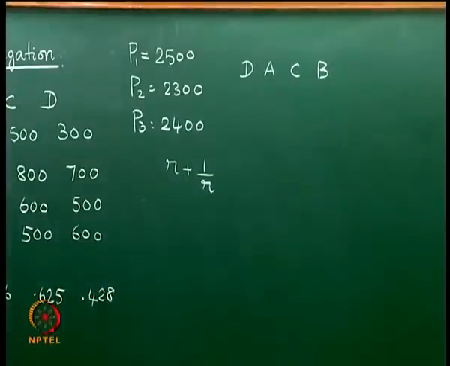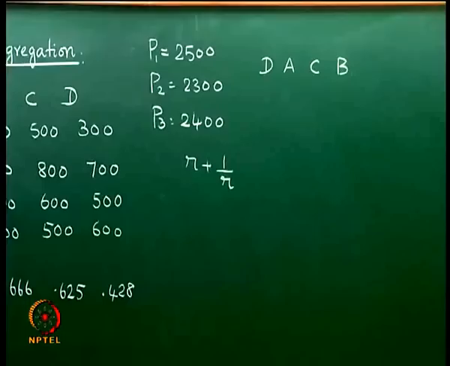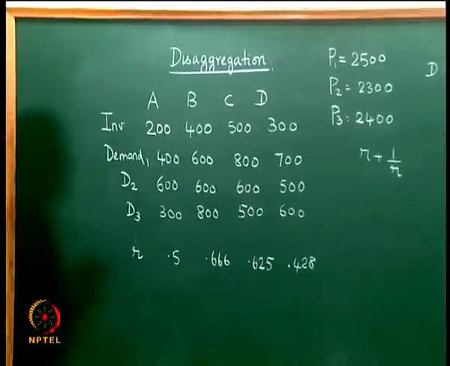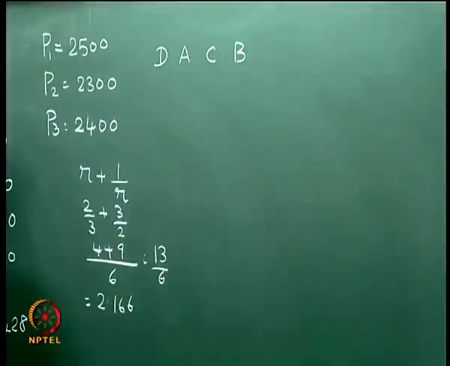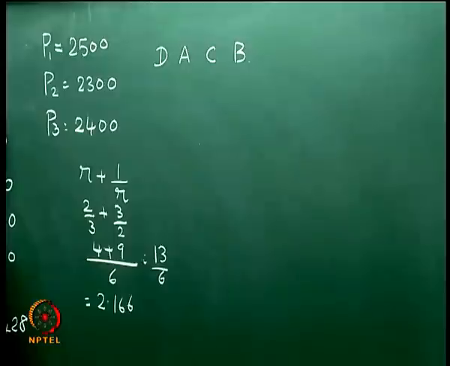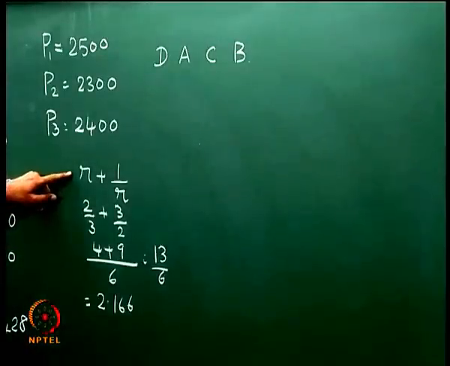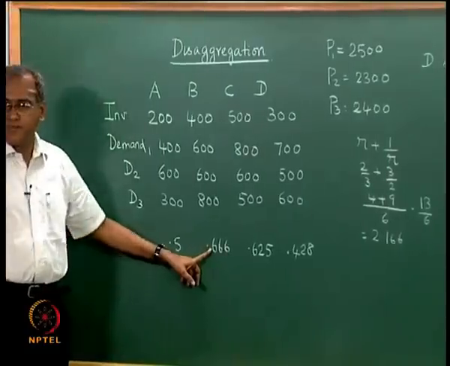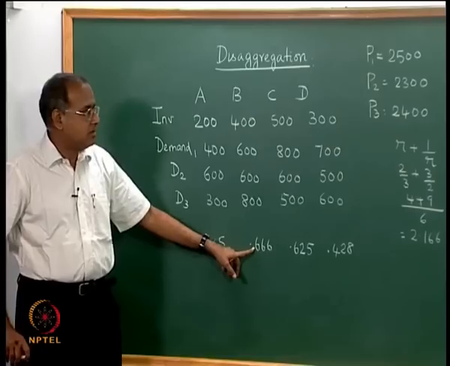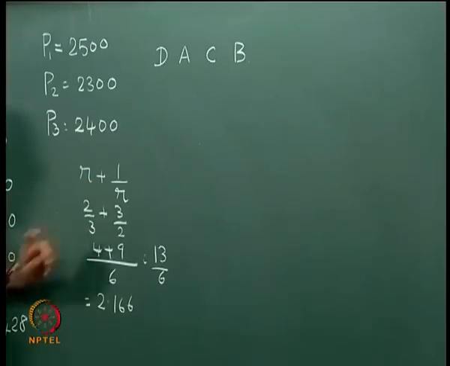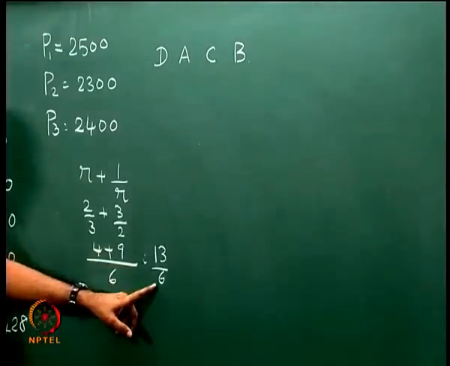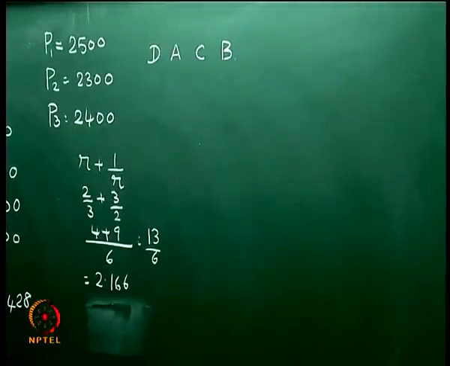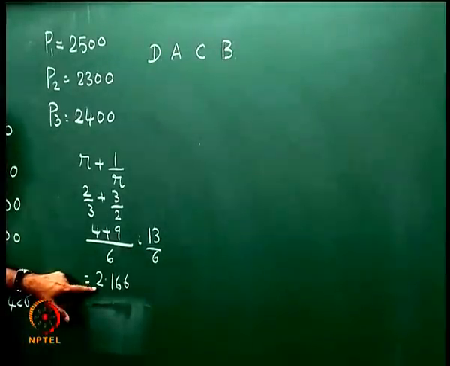This is just a thumb rule and this is not optimal in any way. It is some kind of a guideline that the maximum cycle length T will be of the order of R plus 1 by R. In this thumb rule of R plus 1 by R, we have to take the maximum value of R, which happens to be 0.666. 0.666 is 2 by 3. So, R plus 1 by R is 2 by 3 plus 3 by 2, which happens to be 13 by 6, which is 2.166. So, R plus 1 by R gives us a value of 2.166.